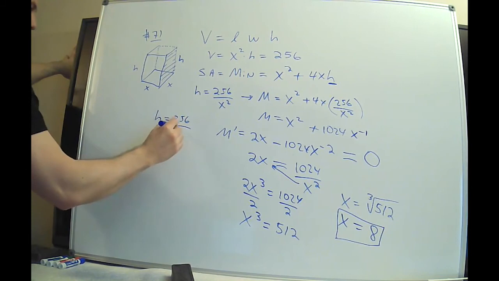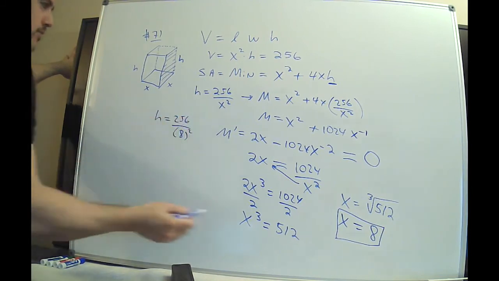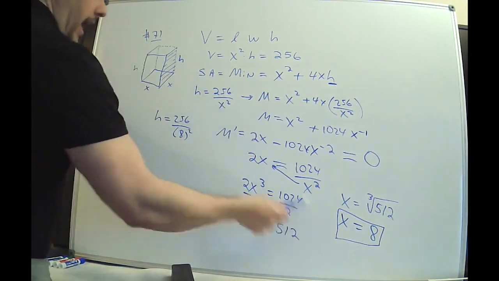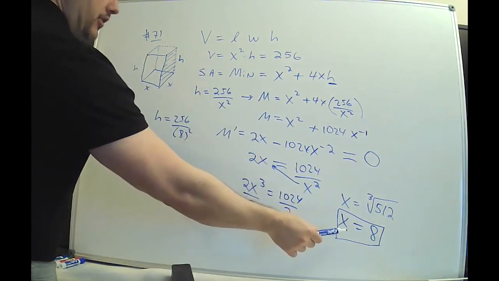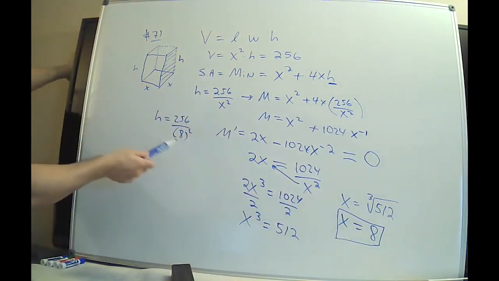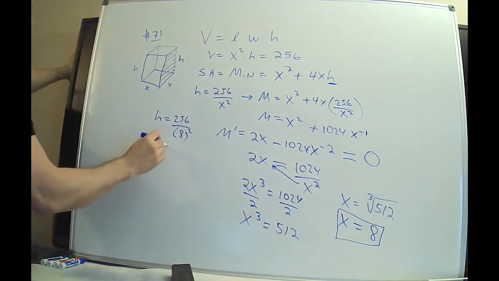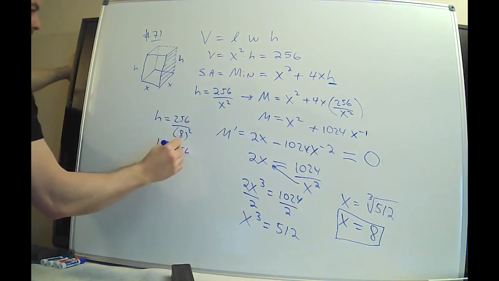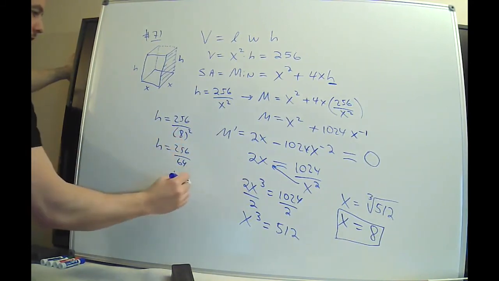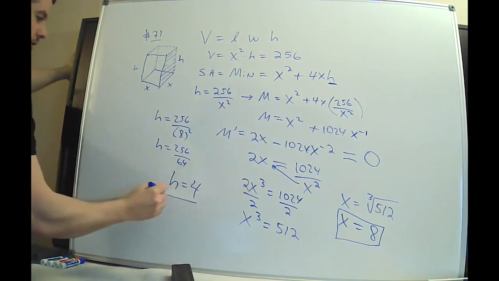I'll tell you a big secret, though. This problem with the open top, the height is always, always, always, without exception, half of what x was. So I already know it's going to be 4 without even doing it. So you'll have 256 divided by 64. I don't need to check this on my calculator. I know how the problems are designed. I know that the height will always be half of whatever x is.